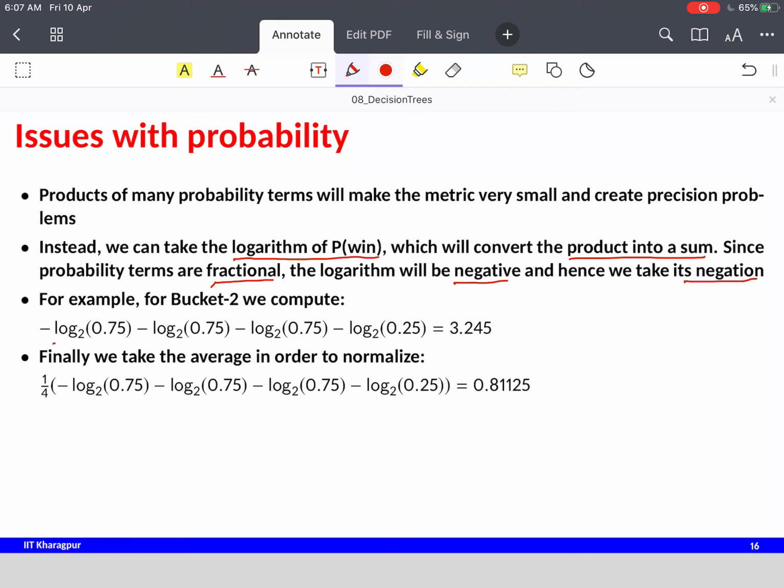So effectively for bucket 2, if you would like to compute, then the logarithm of the probability will be something like this, and the value will be this much, and we have 4 observations. So we would like to take the average in order to normalize these values. Effectively this is the same, and we multiply by 1/4 because we have 4 observations, and this will be treated as my entropy, the measure of disorder.